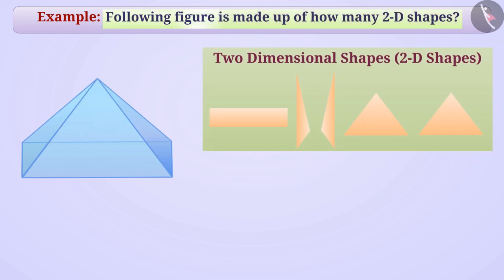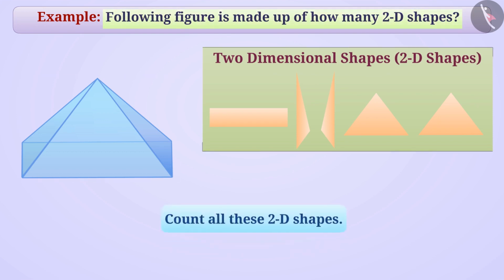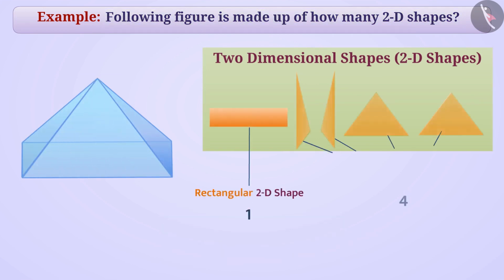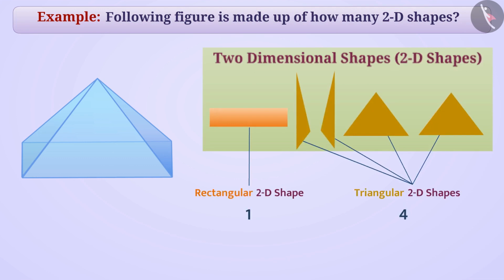To find out the number of 2D shapes in this figure, we have to count all these 2D shapes. We see that this shape is made up of one rectangular 2D shape and four triangular 2D shapes. That is, this shape is made up of 1 plus 4 is equal to 5 two-dimensional shapes.